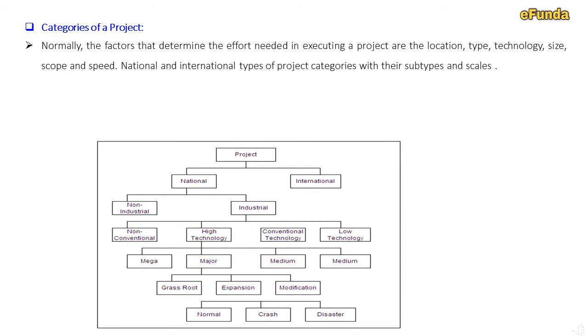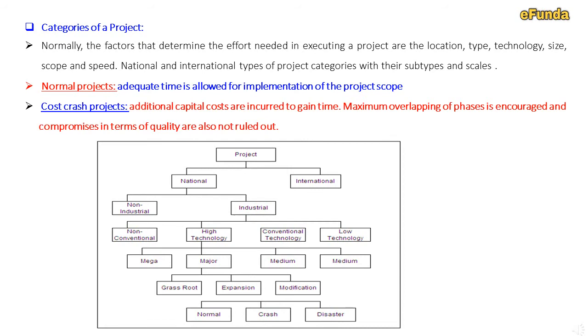These are the types of categories, and one can see the definitions. In a normal project, adequate time is allowed for implementation of the project scope. In a crash project, additional capital costs are incurred to gain time. Maximum overlapping of phases is encouraged, and compromises in terms of quality are also not ruled out. This is the type of categories. One can see the table below for a better understanding of the categories of various projects.